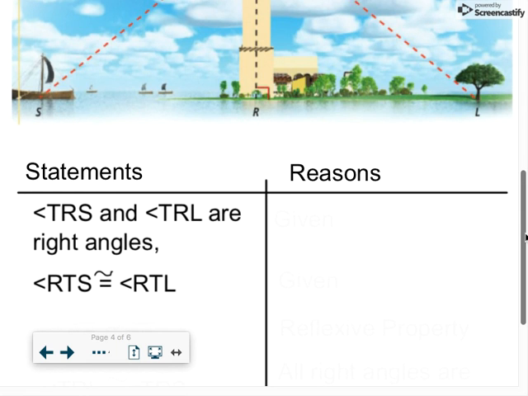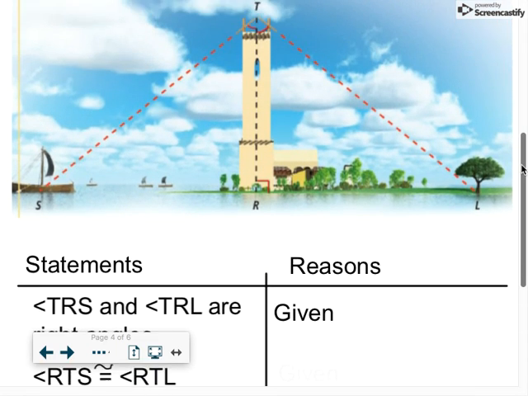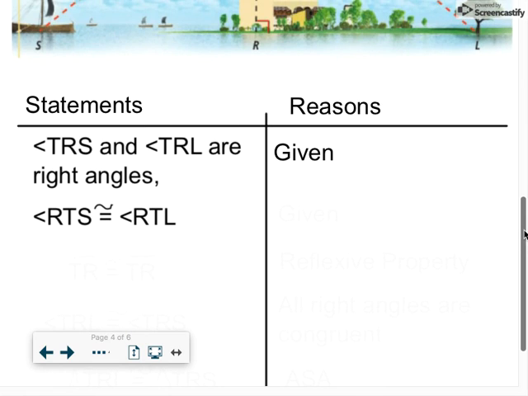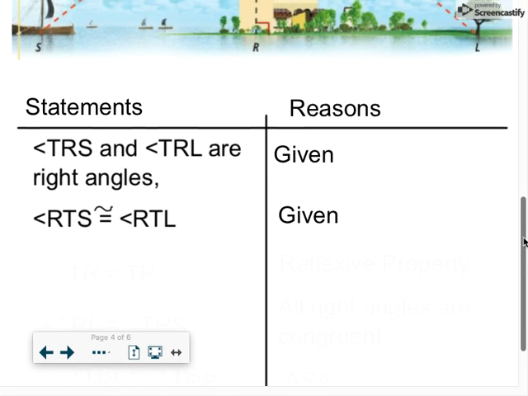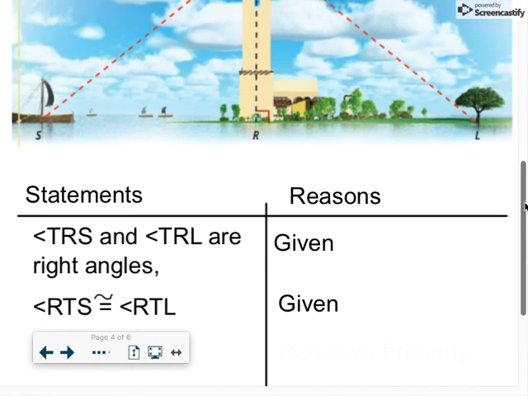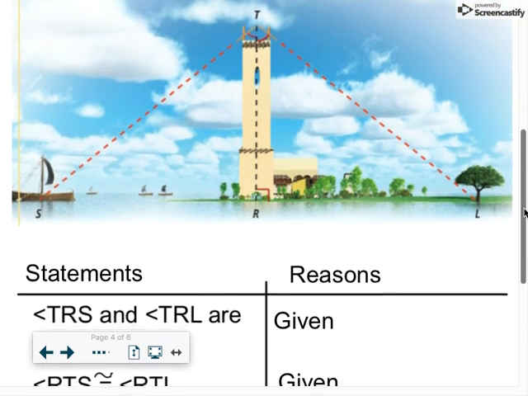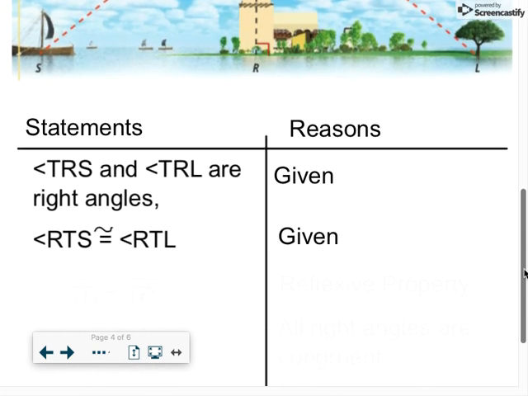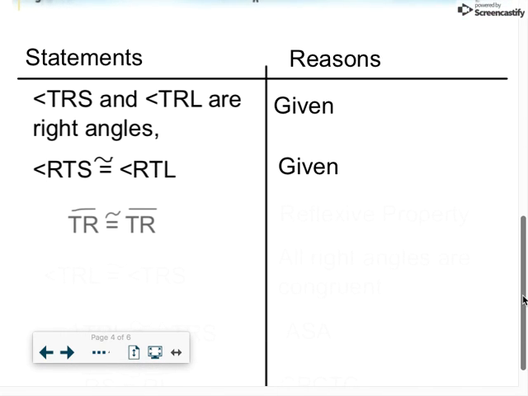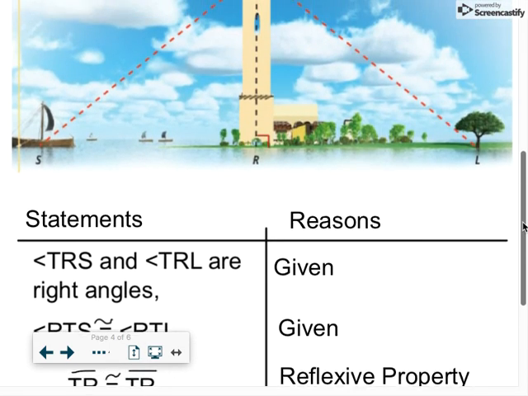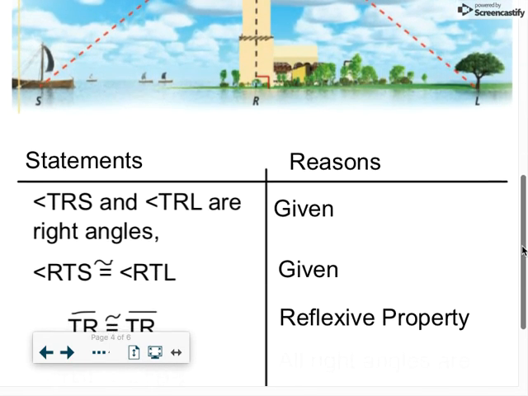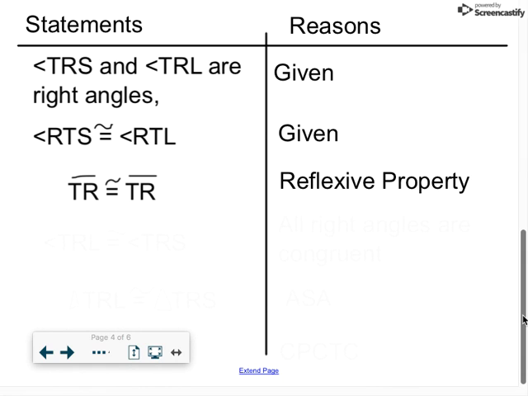Well, what we know is what's given here. I didn't write it anywhere else, but I'll write it here. This is all stuff that's just given. We know that TRS and TRL are right angles, and then we know that RTS is the same as RTL. RTS up top is the same as RTL. In this picture, we have a reflexive step. TR is TR, that's like the lighthouse. Sorry about all the scrolling up and down. Picture's just a little bit bigger than I thought.